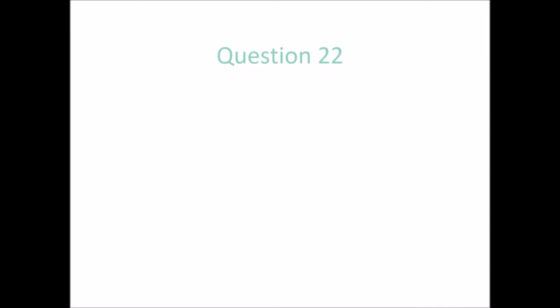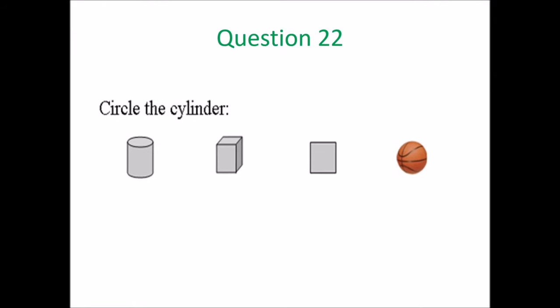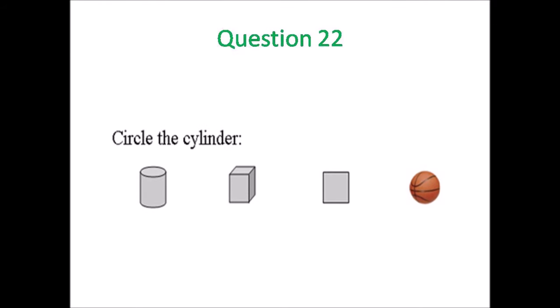And we move on to question 22. Circle the cylinder. Four shapes are there. One of them represents a cylinder. Circle the cylinder.